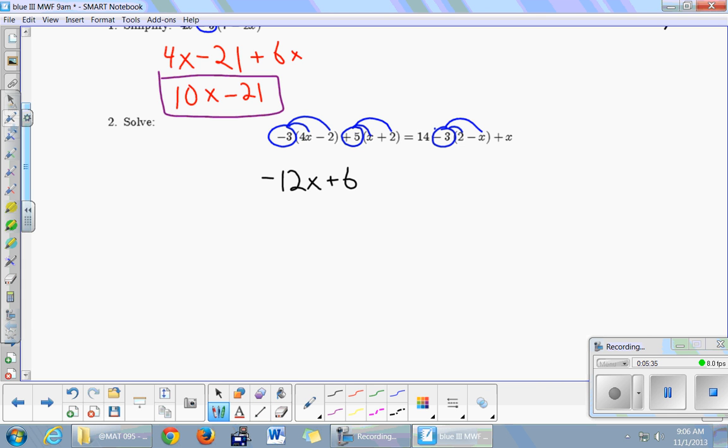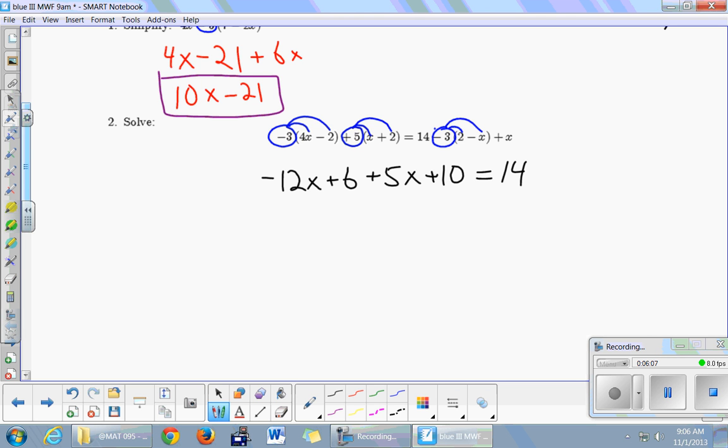Now we're hitting the 5 with everything in the next parentheses. Positive 5 times x is, first thing I want to hear you say is either positive or negative. So positive 5x. Positive 5 times positive 2 is positive 10. That's the left-hand side. Copy the equals. Copy the 14. It's just waiting there for you to do the multiplication first.